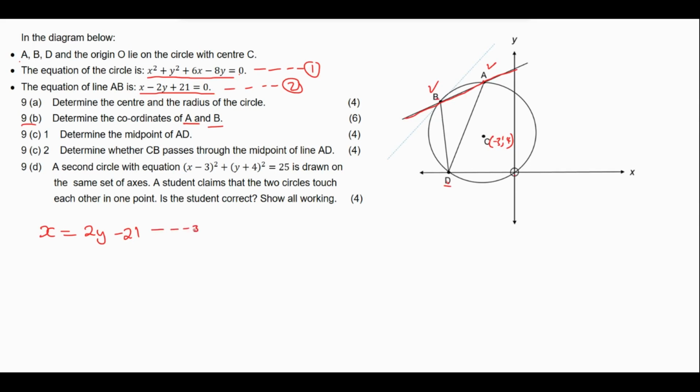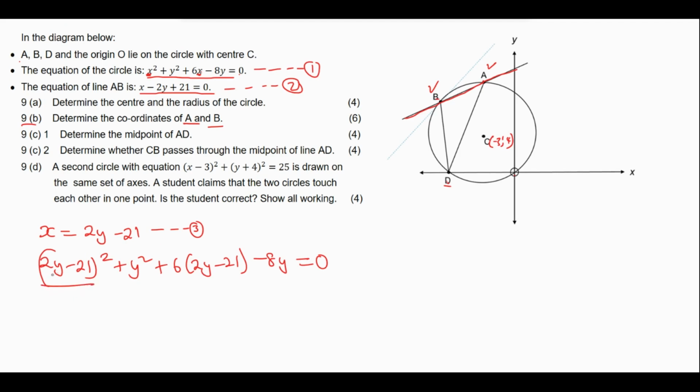Let's call it equation 3. And then in equation 1, where there's x, we can put 2y minus 21. So it becomes (2y minus 21) squared plus y squared plus 6 times (2y minus 21) minus 8y is equal to 0. This is a square binomial.